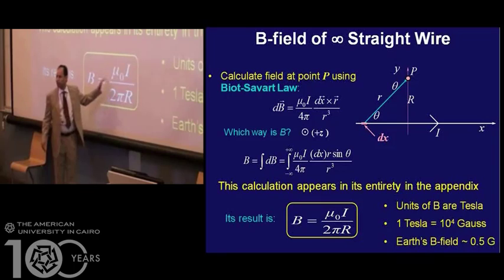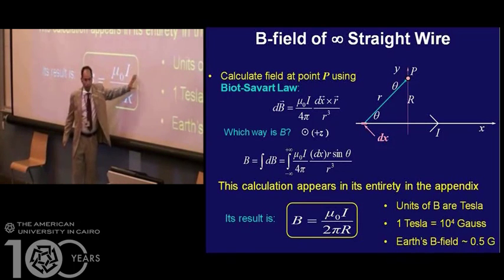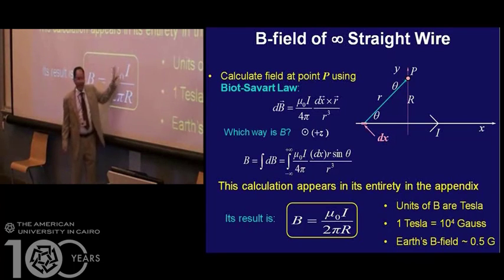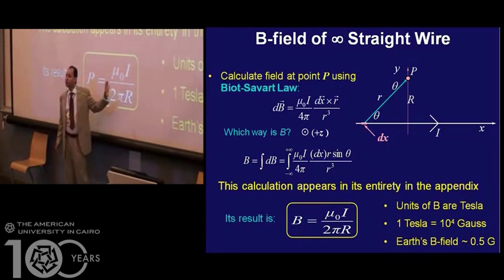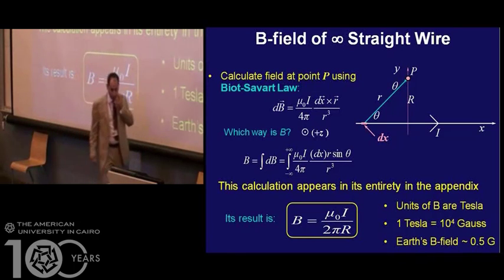I'll say it again. The force in that case is going to be mu0 I1 I2 divided by 2 pi R, and this is the force per unit length. Or you multiply it by the length, you get the force acting on that wire.